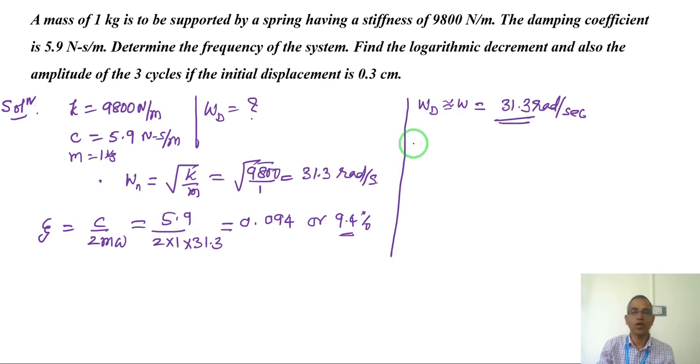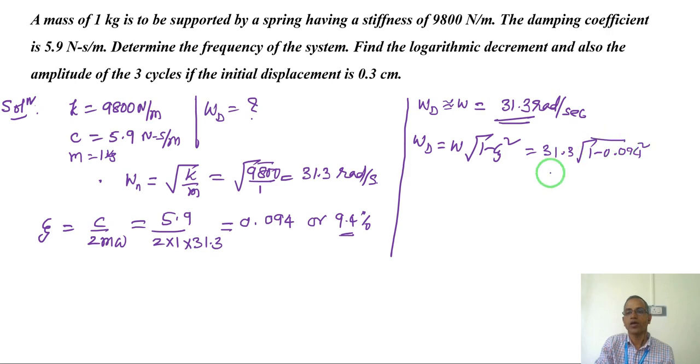Still, if you want, we can find out omega d, which is omega into under root of 1 minus xi square, where 31.3 into 1 minus 0.094 square. So what we get is 31.2 radians per second. Not much difference.